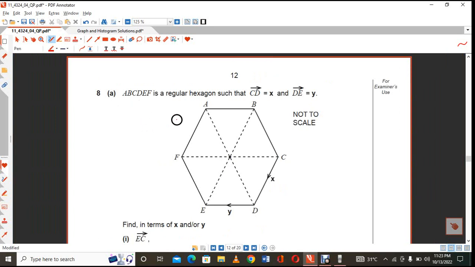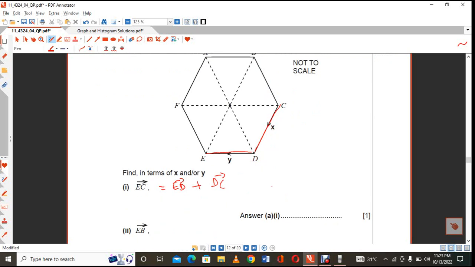Now, EC, you're going from here against y. So EC is ED plus DC. Can you see that you are going against that? So it's minus y minus x. In this particular case, you will say minus y minus x. Don't forget to put the little squiggly line over there.